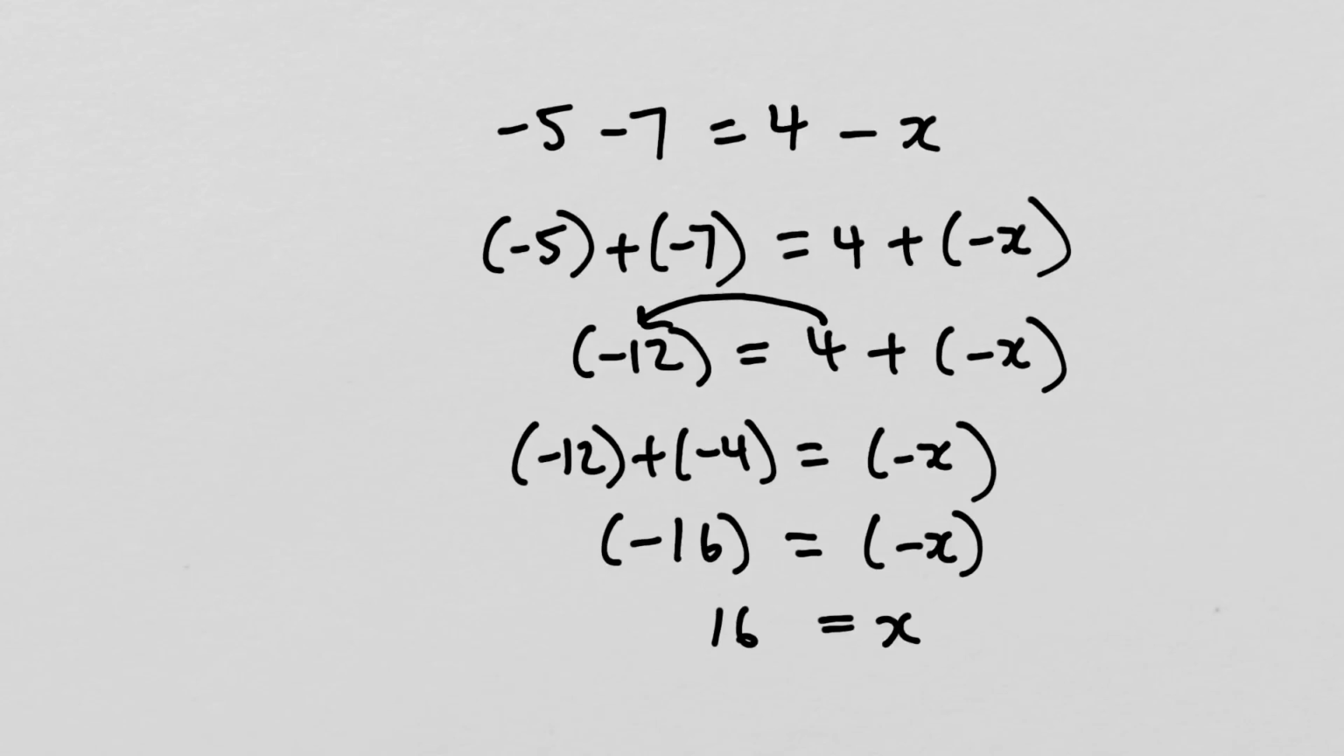Okay, so we went from a negative x to a positive x. We changed the signs from a negative to a positive, which means the other side of the equation we have to do the same. So the negative 16 now becomes a positive 16. Okay, hopefully that made sense to you.